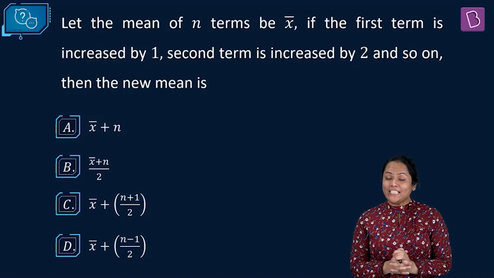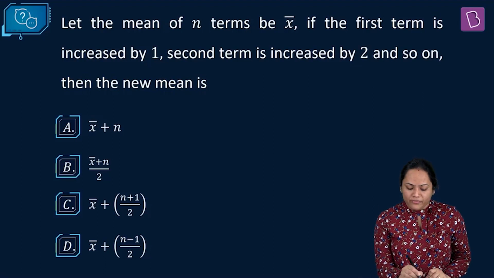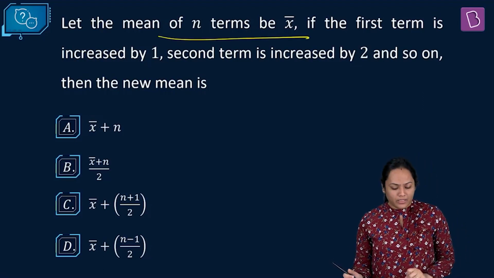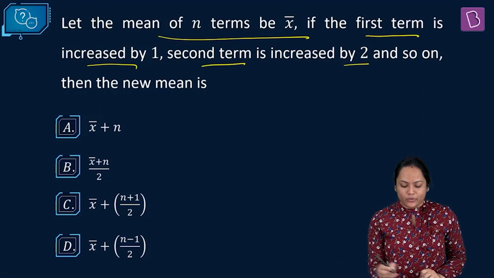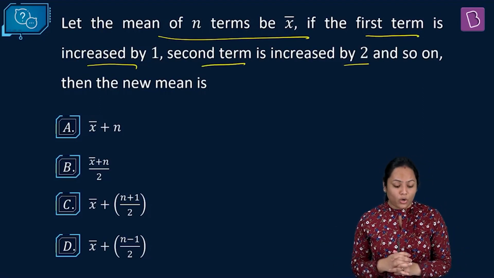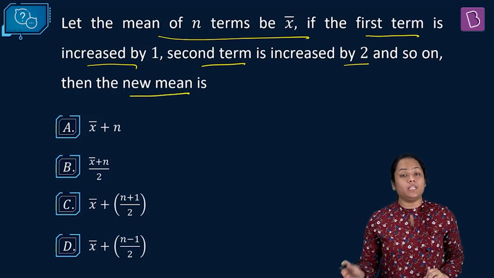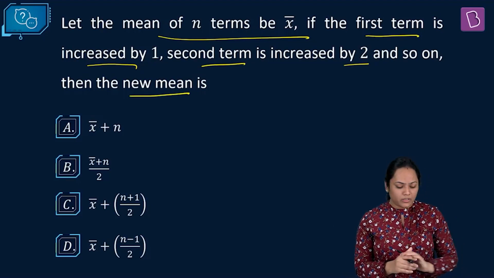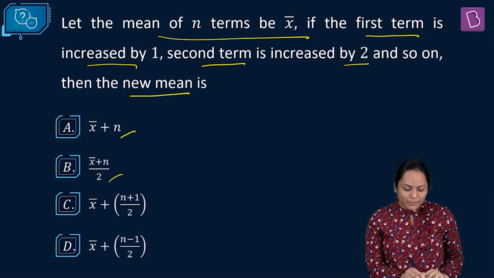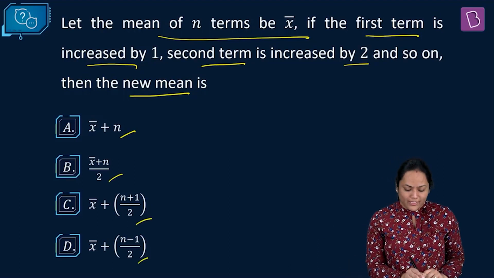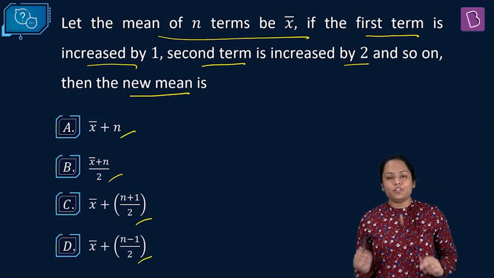Let's see what they have said here. Let the mean of n terms be x bar. If the first term is increased by 1, second is increased by 2, and the process goes on, what is the new mean? Okay, they have given us options over here. Is it x bar plus n whole divided by 2, x bar plus n plus 1 by 2, or x bar plus n minus 1 by 2?